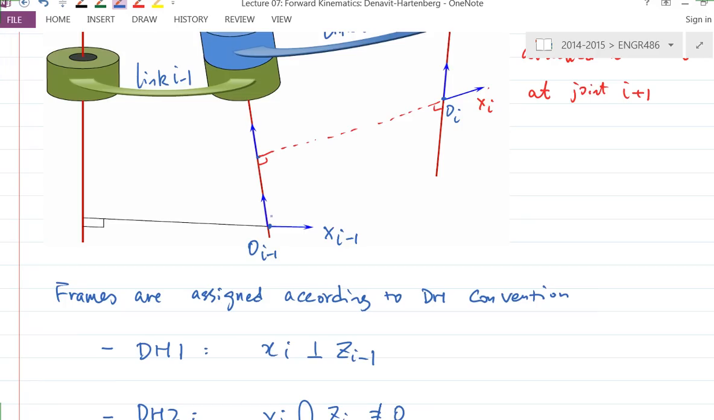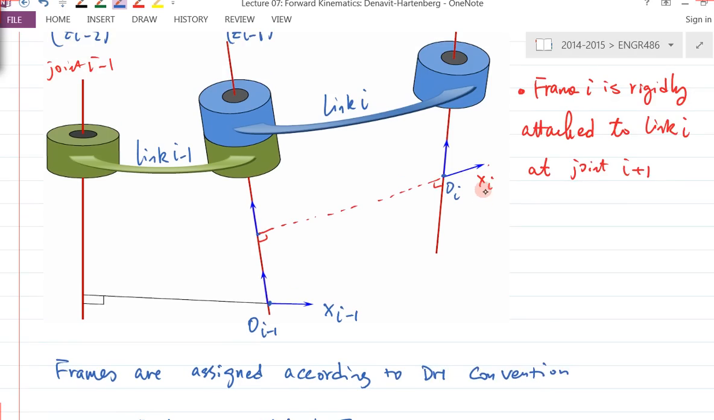Is that good? Once you have your Xi or Xi minus 1 determined, then for Yi or Yi minus 1, just use the right hand rule to determine the last axis. In this particular case, where is my Y? This is going to be Yi minus 1 here, like this. Right hand rule, and make sure this is perpendicular.